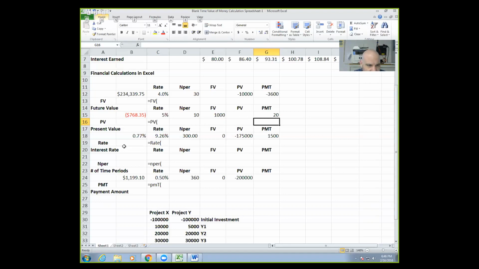All right, so that is figuring out the present value of something. Any questions on that function? We're running out of time.